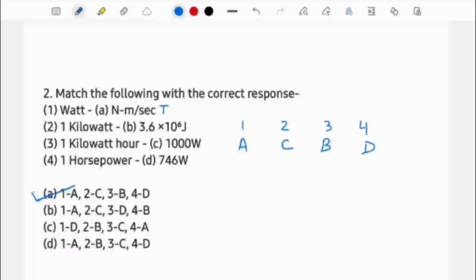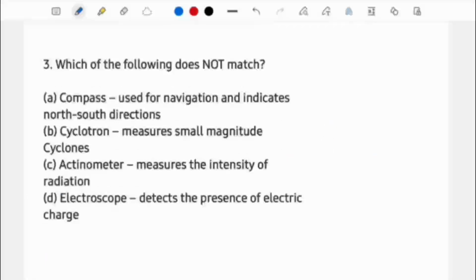Alright, next question. Alright, so the question is which of the following does not match.